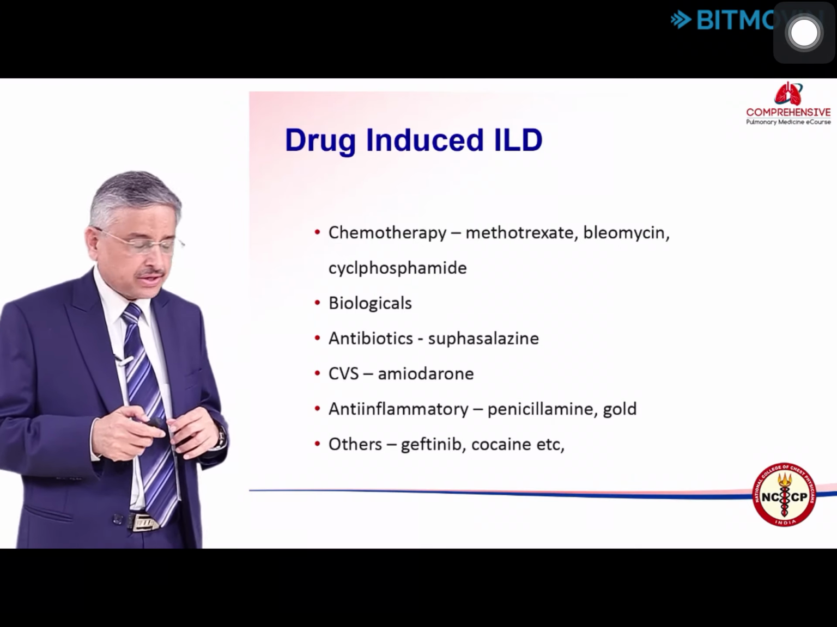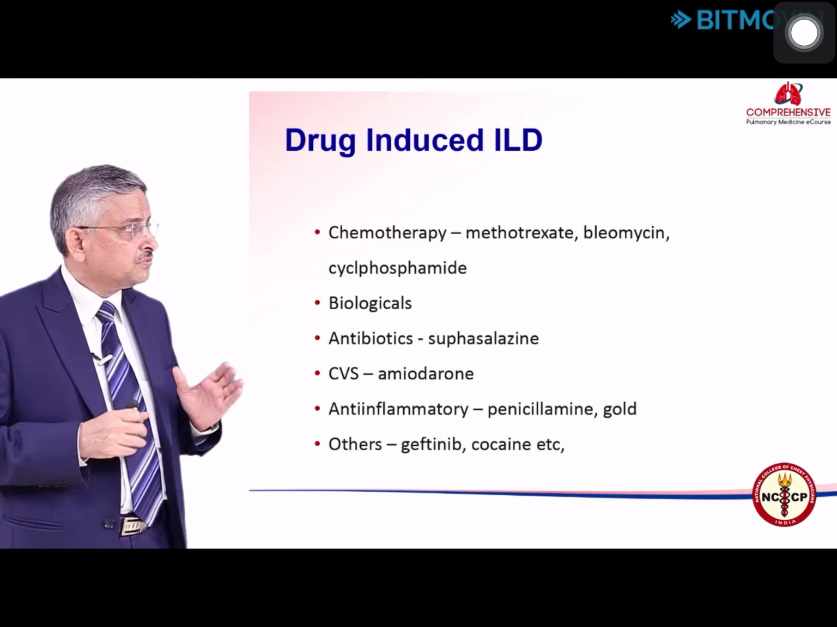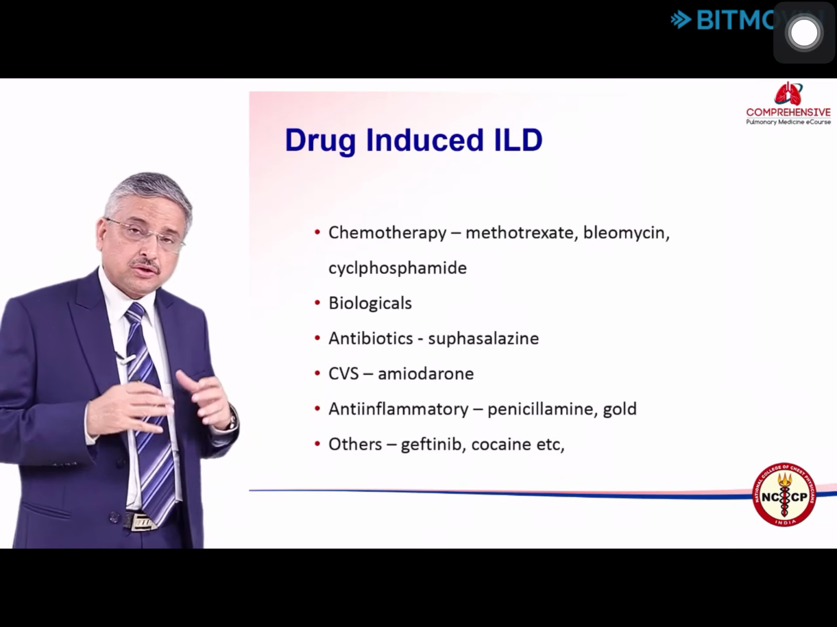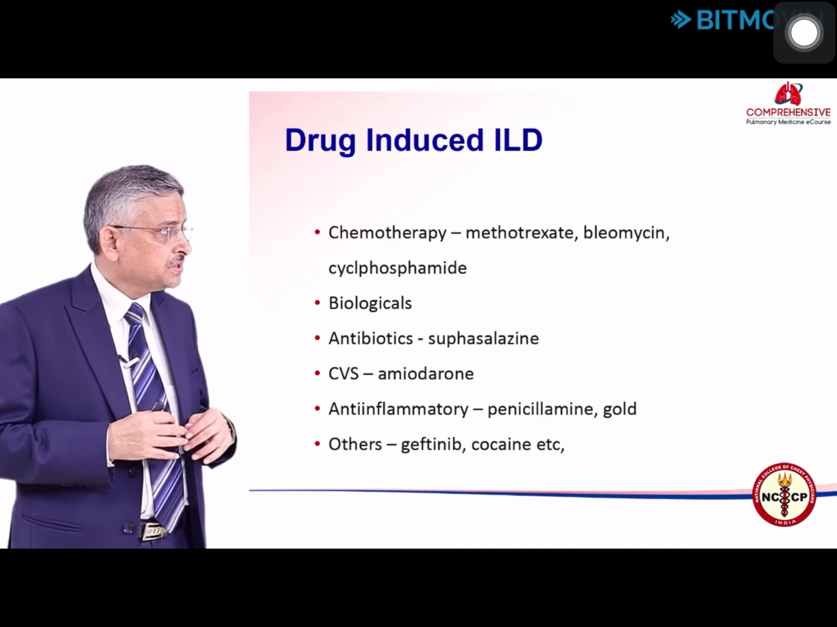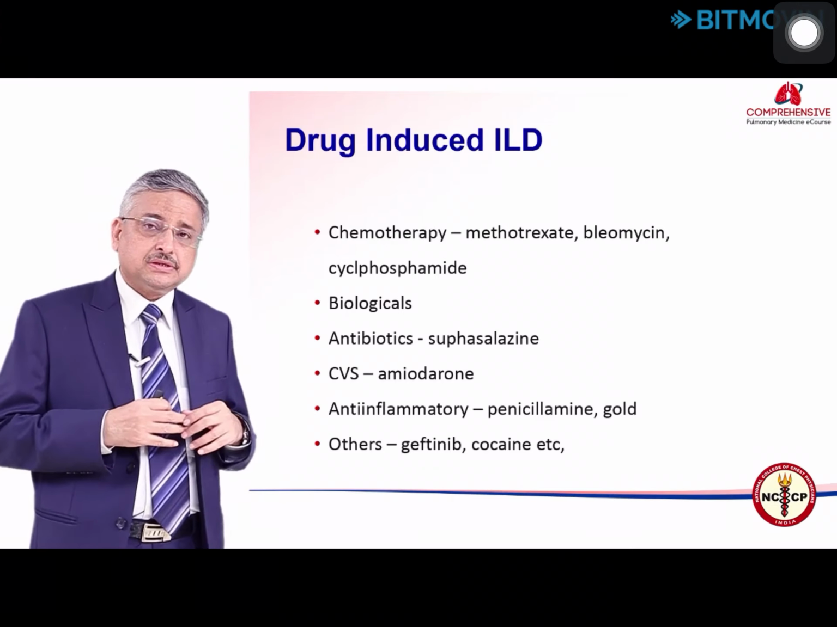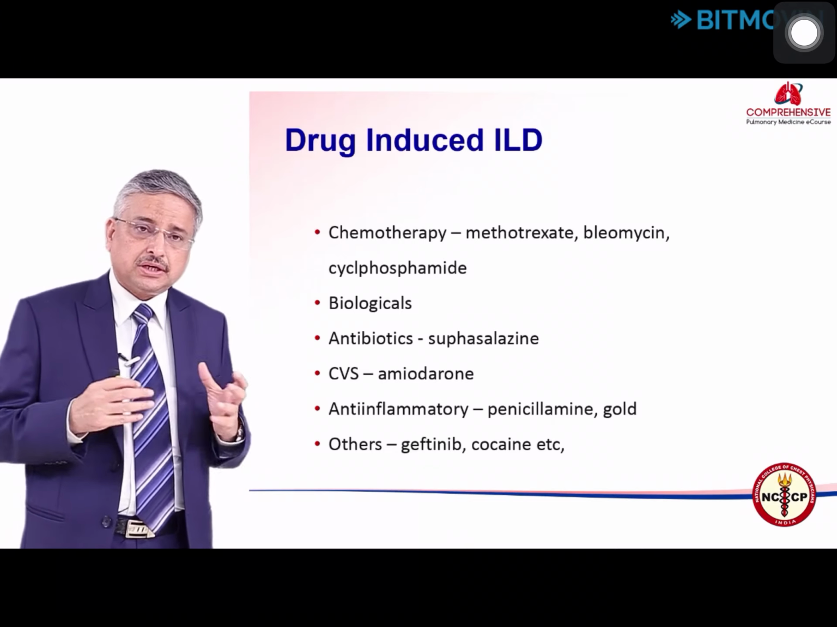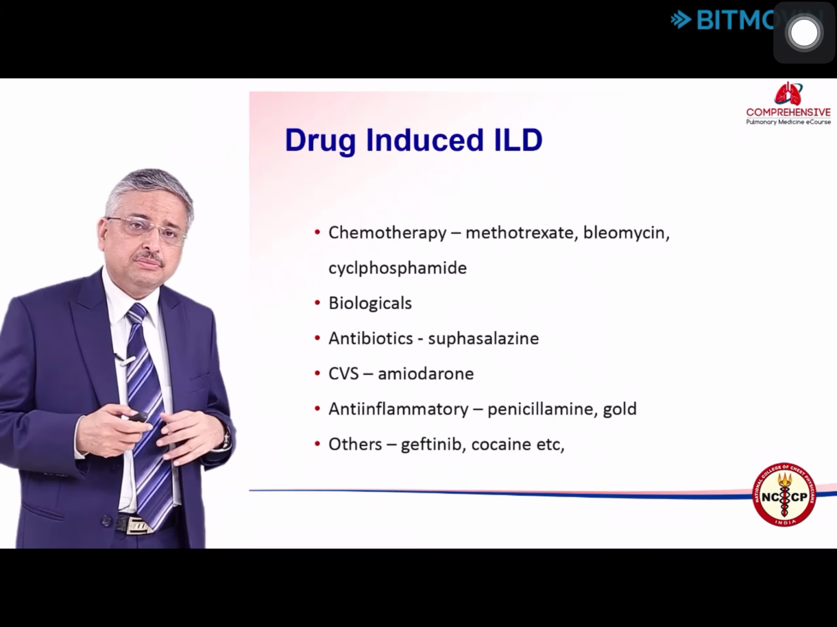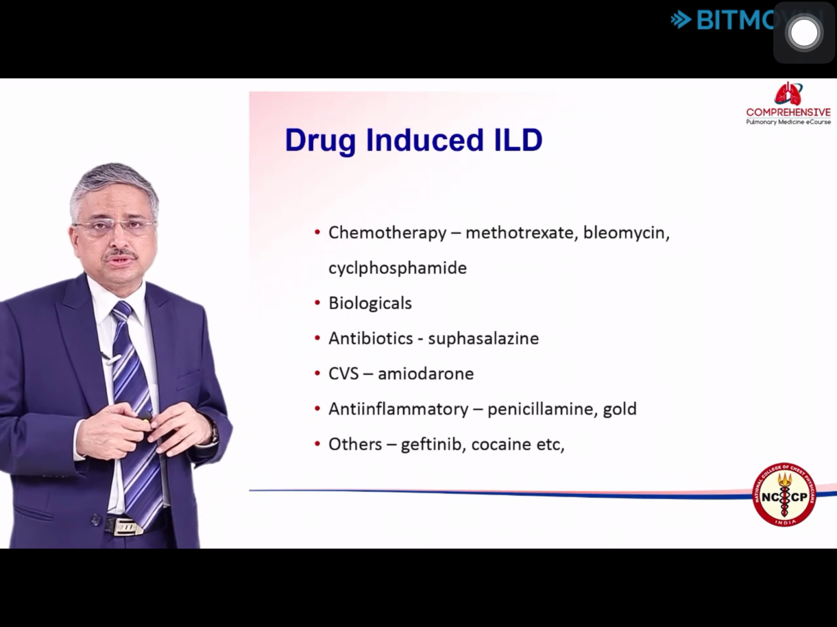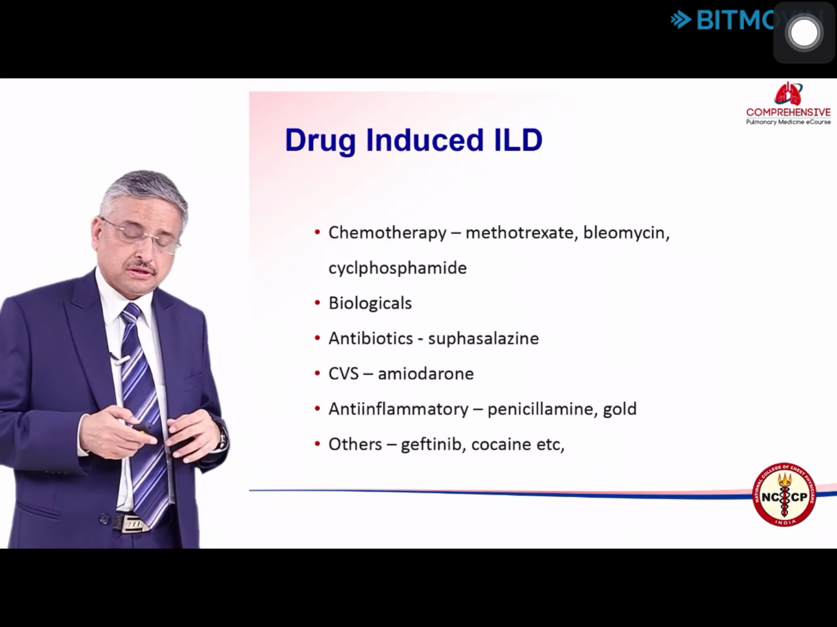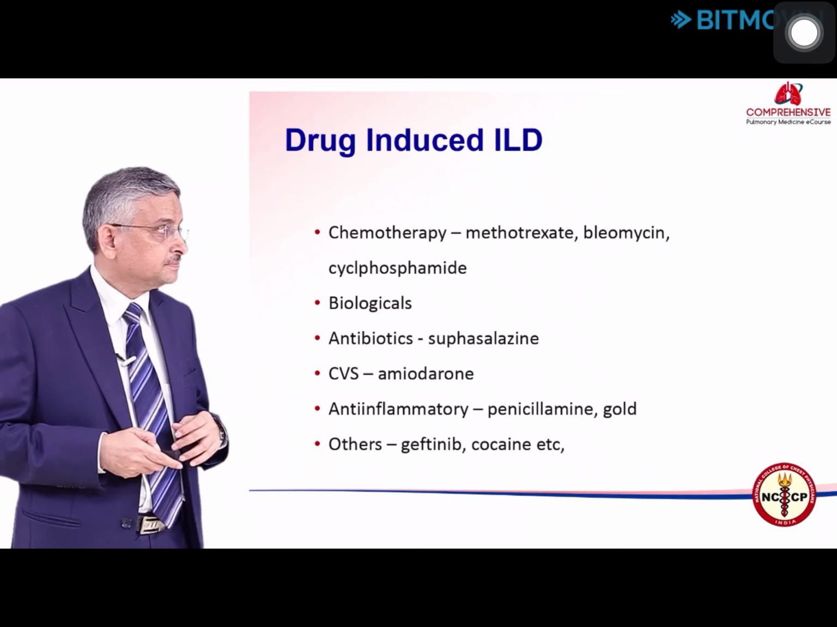So, drug history is very important, and it is important to remember that various drugs like chemotherapy drugs, methotrexate, bleomycin, biologicals, antibiotics, in the cardiovascular section amiodarone, anti-inflammatory drugs, and even drugs which are given for lung cancer like gefitinib, all of them can cause interstitial fibrosis, and the side effects of these drugs are interstitial lung disease, and therefore, drug history is very, very important.